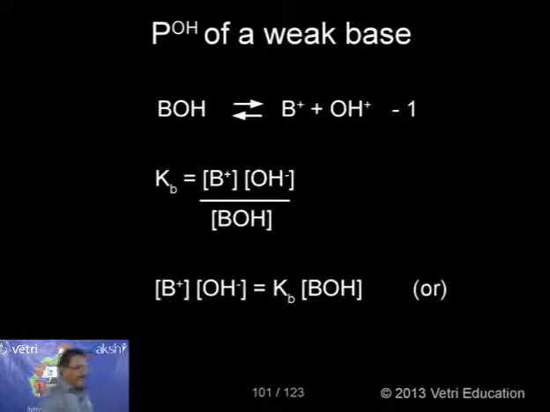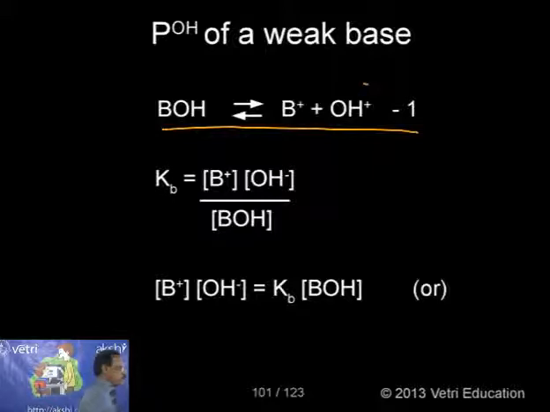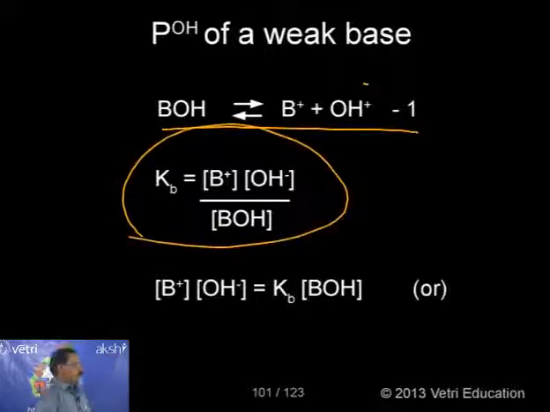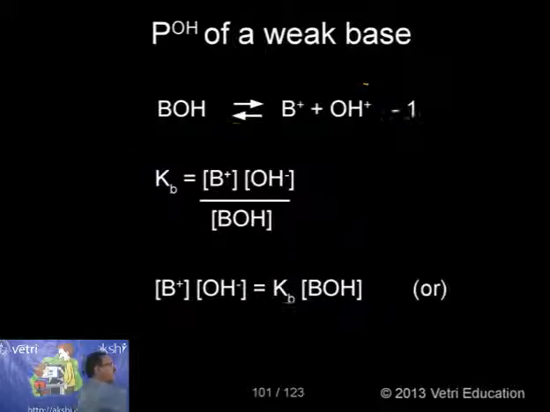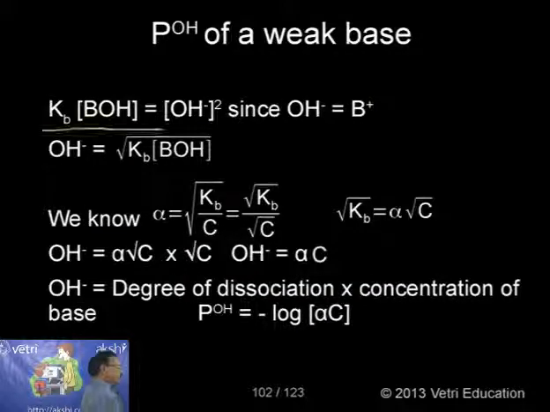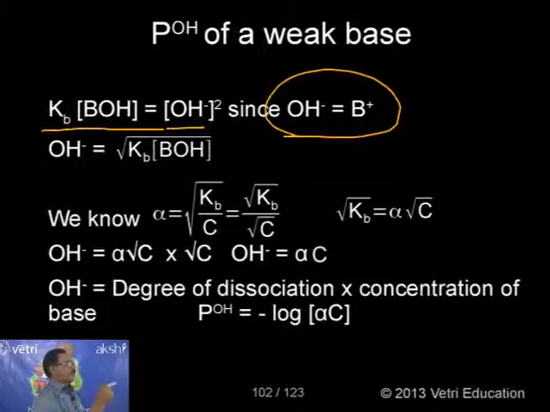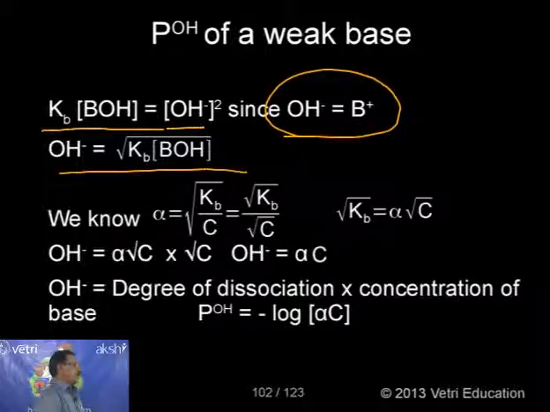In the same way, in the case of a weak base, the general term BOH gives B plus and OH minus. In that case, Kb is equal to B plus into OH minus divided by BOH. So I can substitute here, B plus into OH minus equal to Kb into BOH. I can rewrite this equation as Kb into BOH equal to OH minus square, because for a base containing only one OH minus, OH minus is nothing but B plus. So OH minus is equal to the square root of Kb into BOH.